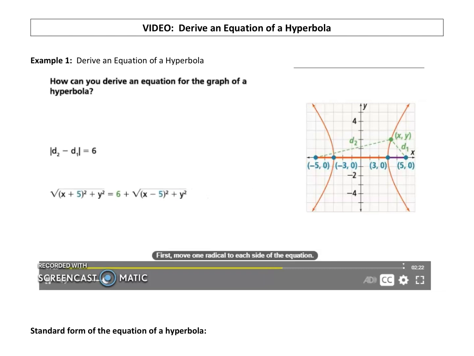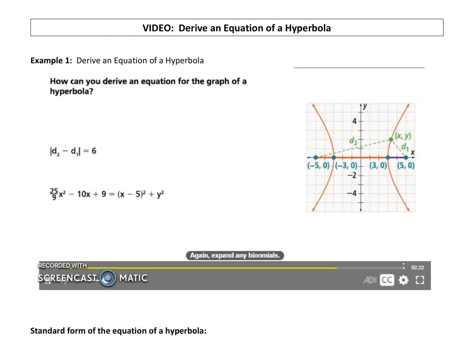First, move one radical to each side of the equation. Then, square both sides. Expand all the binomials in the equation. Next, isolate the remaining radical, collecting like terms to simplify. Then, divide both sides by 12. Then, square both sides again to remove the remaining radical.